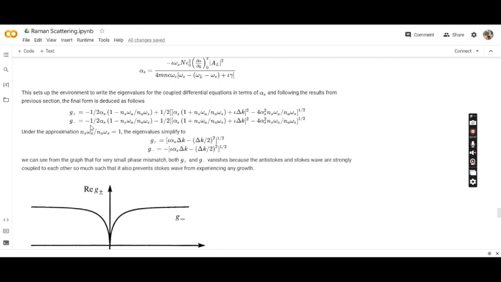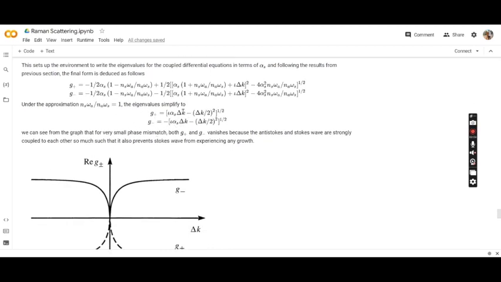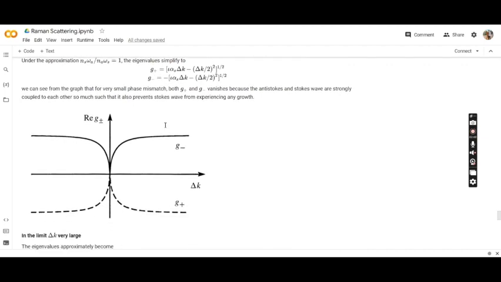This is a big term, but it's considered to be a good approximation to substitute n_S omega_A upon n_A omega_S to be 1, unity, and under this approximation the G plus and G minus simplifies to this expression: i alpha_S is delta K minus delta K upon 2 whole square under root, and G minus is minus of the same thing.